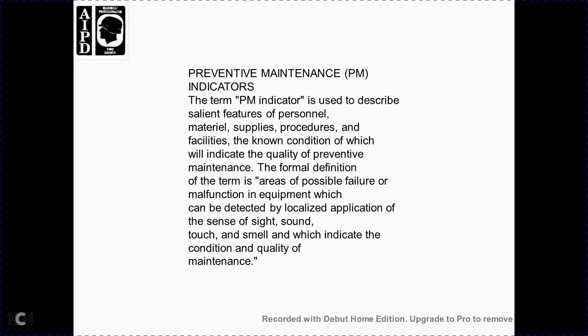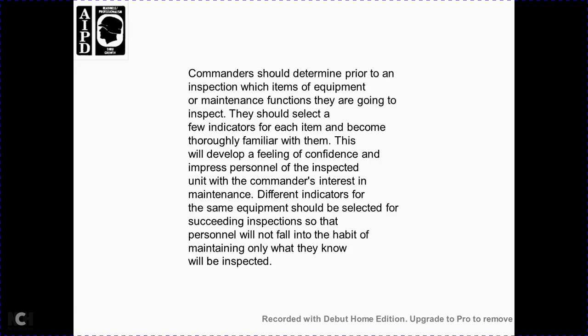Preventive maintenance indicators. A preventive maintenance indicator is described as a salient feature of the personnel, material, supply, procedure, or facilities that indicates the quality of preventive maintenance. The following definition applies: areas of possible failure or malfunction of the equipment, which can be detected by sight, sound, touch, and smell, and which indicate the condition and quality of the maintenance.